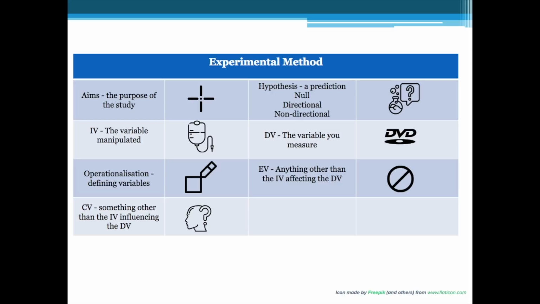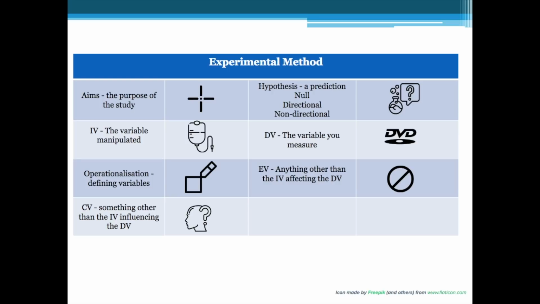The most likely way you get asked this is to write a directional, a non-directional, or a null hypothesis in an exam question. The key here is to make sure you're short and succinct and you include an operationalized IV and DV. They are our next two terms. IV is the independent variable, the variable that's manipulated, and the DV is the variable you measure. And to operationalize is to define these things.